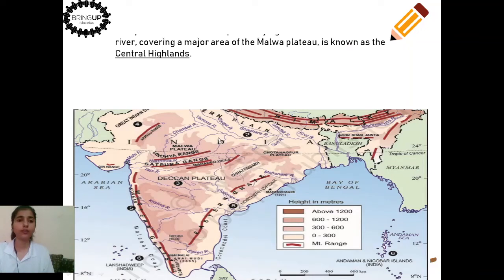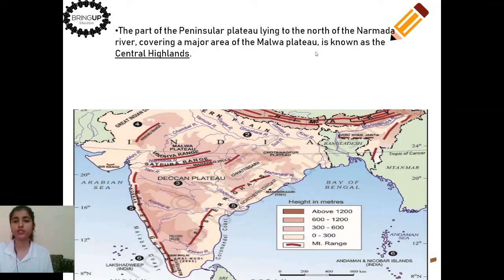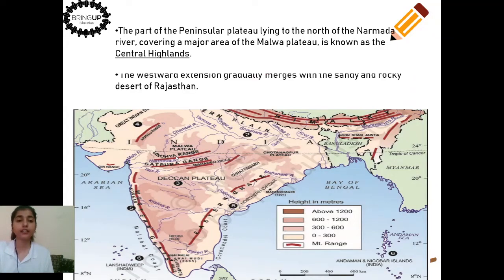So the first one is the Central Highland. The part of the peninsular plateau lying to the north of the Narmada River, covering a major area of the Malwa Plateau, is known as the Central Highland. Okay, we'll now find the Narmada River in the map. Here is the Narmada River. So the area which is above the Narmada River, covering a major area of the Malwa Plateau, here is the Malwa Plateau. So this is the Central Highland, and the westward extension of the Central Highland gradually merges with the sandy and rocky desert of Rajasthan.